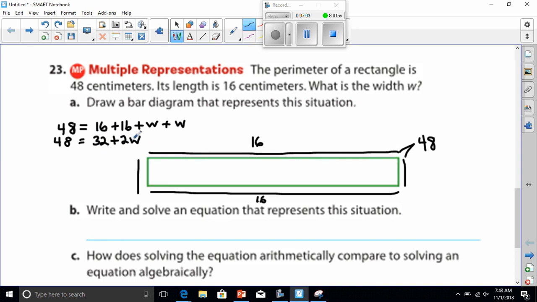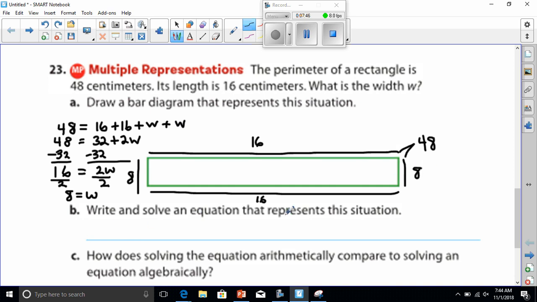Well, once again, I have to do the number first because the variable comes last. I have to subtract 32 from this side, which means I subtract 32 from this side. Now I have 2w left. 48 minus 32 is going to give me 16. Now I have to divide 2 from 2w, which means I divide 2 from the other side. And I have 8. And there you got it. The width has to be 8.